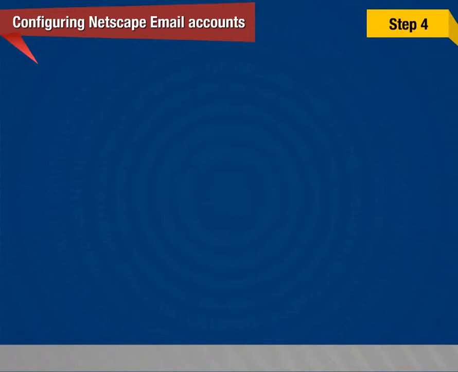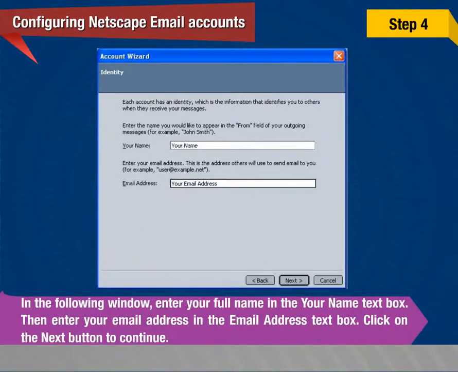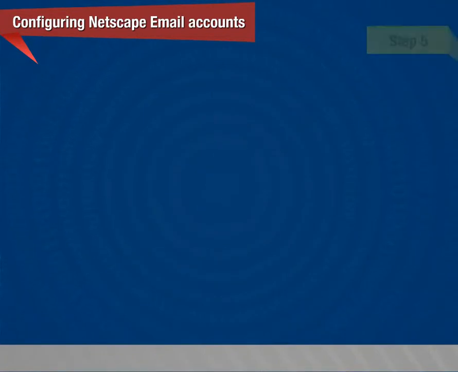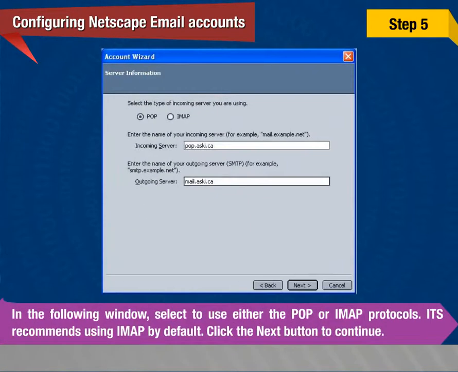Step 4. In the following window, enter your full name in the Your Name text box. Then enter your email address in the Email Address text box. Click on the Next button to continue. Step 5. In the following window, select to use either the POP or IMAP protocols. It recommends using IMAP by default. Click the Next button to continue.